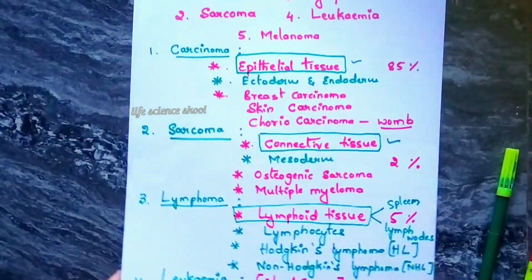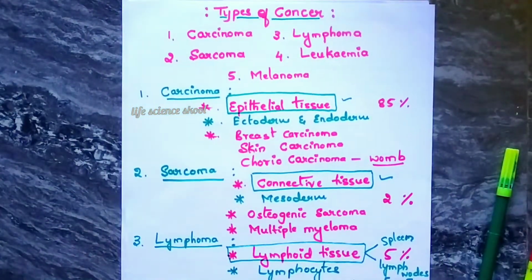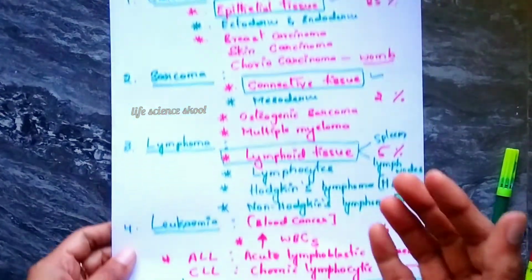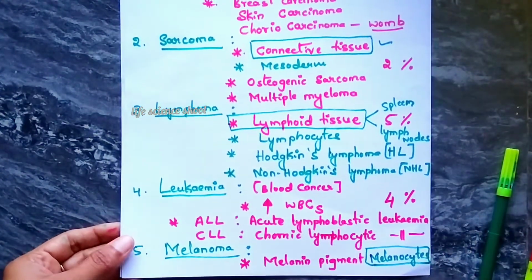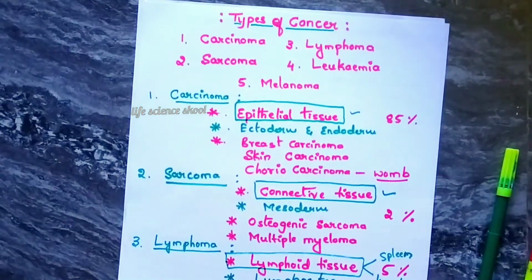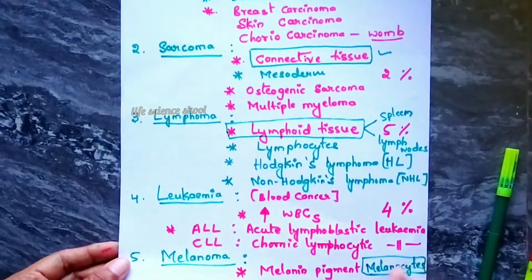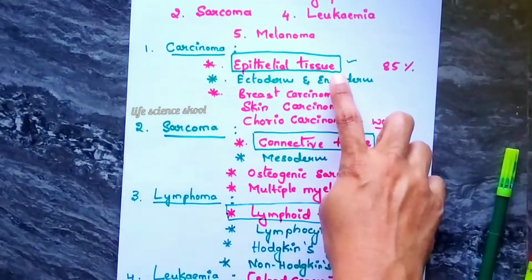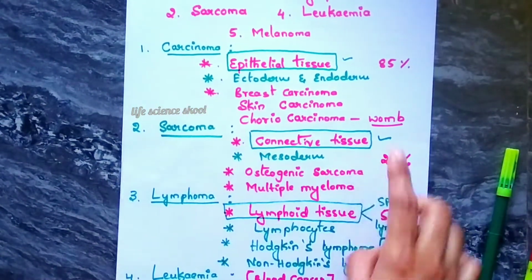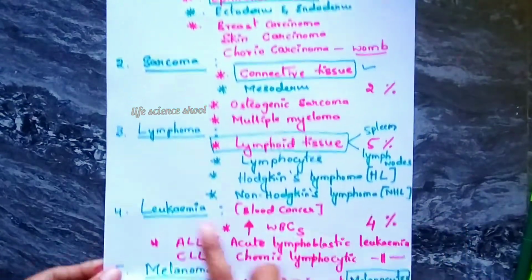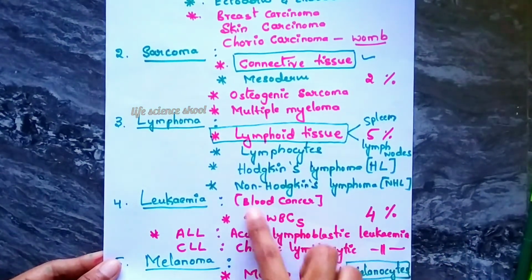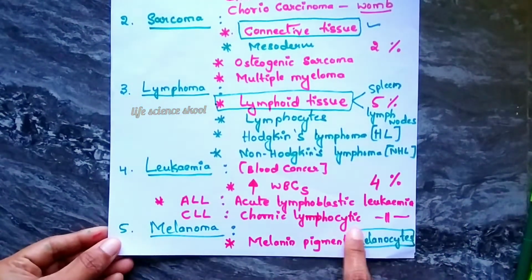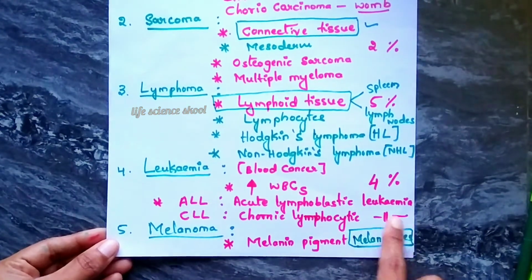Why I have made this video is that in most of the questions you can write the long answer as well if asked in the examinations. So this is about the information, and you can remember the key points here. This is for the KSET examination as well. Carcinoma, epithelial tissue; sarcoma, connective tissue; lymphoma, lymphoid tissue; leukemia, blood cancer, that is an increase in the number of WBCs; and melanoma, it is a melanin pigment, that is it affects the melanocytes.